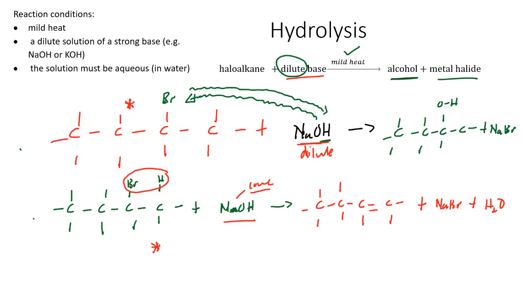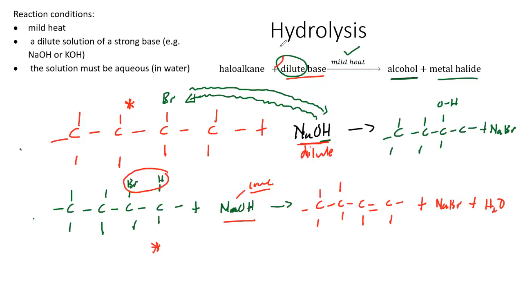So the type of product you end up forming depends on whether the base is concentrated or dilute. Dilute base in a haloalkane, I hydrolyze. Concentrated base in a haloalkane, I dehydrohalogenate. This you must know. Specifically, dilute base, hydrolysis, substitution. Concentrated base, it is dehydrohalogenation. That definitely is elimination.